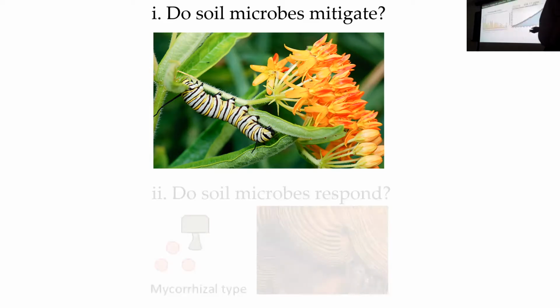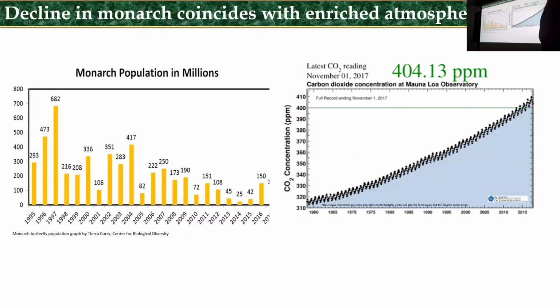Okay, do soil microbes mitigate? First, to address whether or not soil microbes mitigate, I'm going to tell you about some environmental change that's been taking place over the past few decades. The past few decades, there's been a decline in monarch populations, as you can see here on this chart, that there's been a decline in monarch populations since, on this scale, we see since 1995. At around that same time, since 1995, we see that there's been an increase in atmospheric CO2 levels.